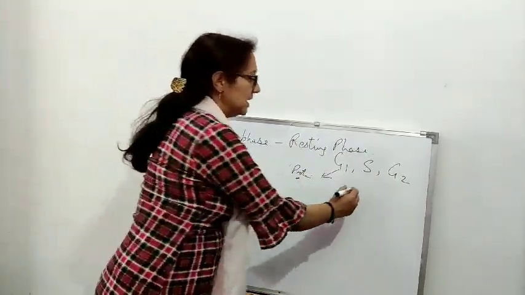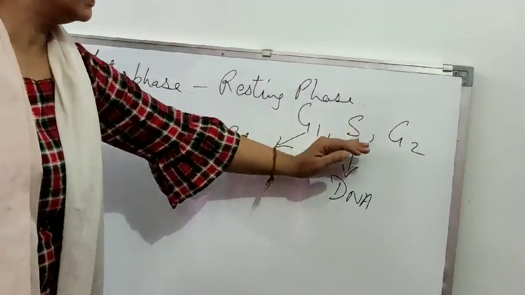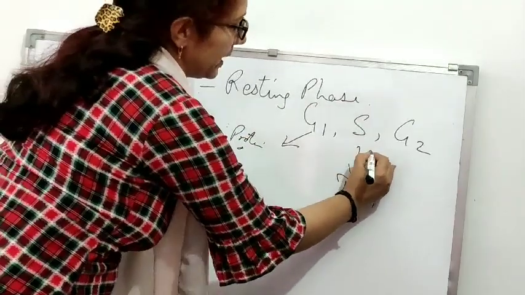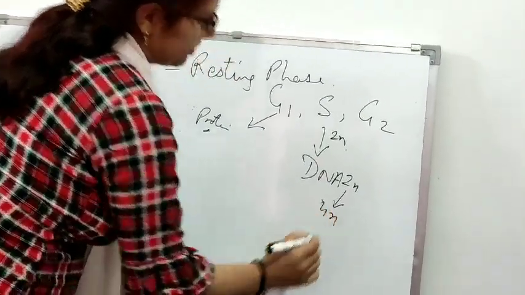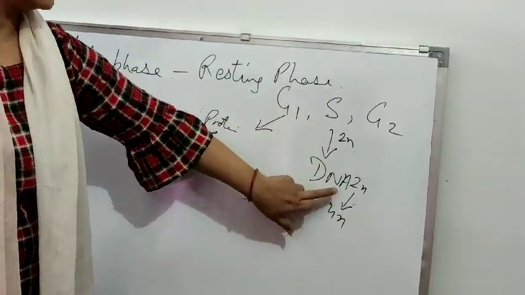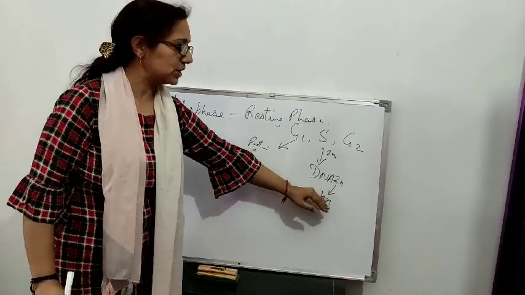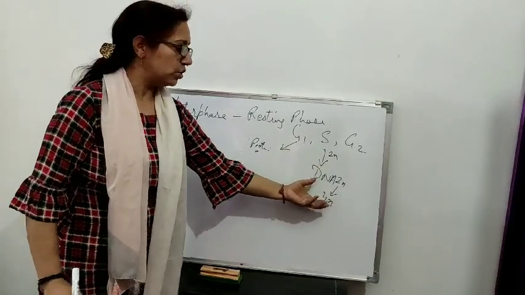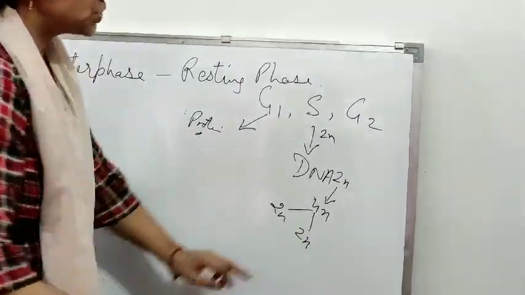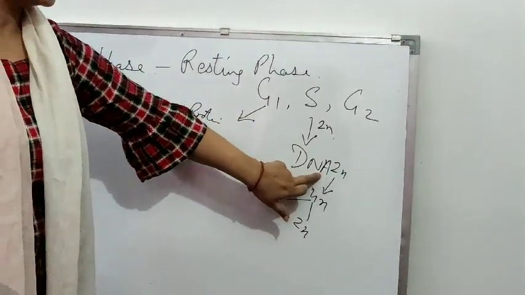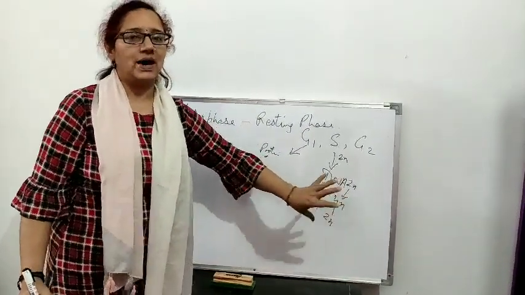The second one is the synthesis phase. In the synthesis phase, DNA is duplicated. The DNA, which is in 2n number, gets multiplied to 4n. So in synthesis phase, the DNA which is already double gets doubled further, because the cell has to divide ahead, and if it is dividing then the cells will get 2n and 2n in number. So here in the synthesis phase, the DNA has changed from 2n to 4n, meaning duplication of DNA is taking place.